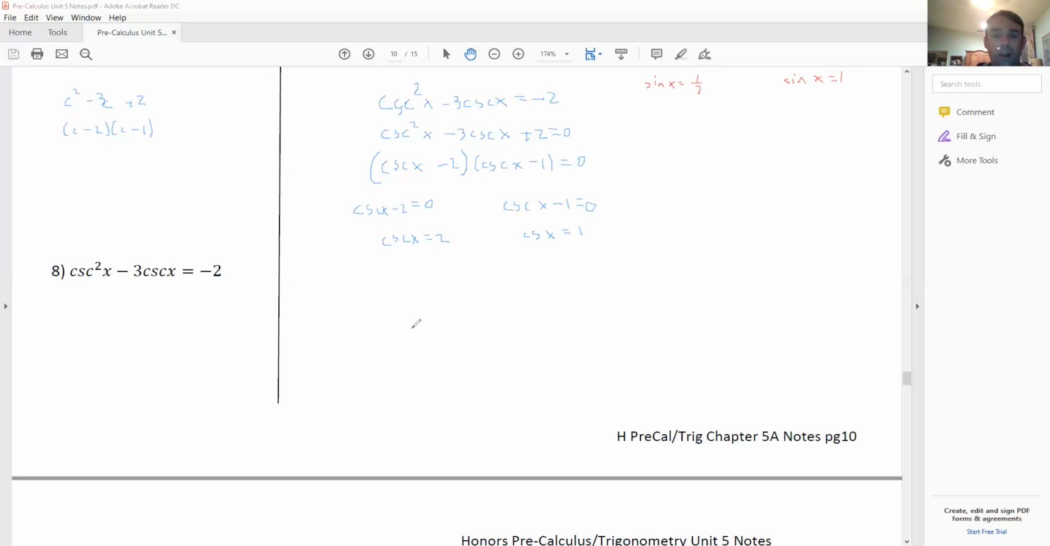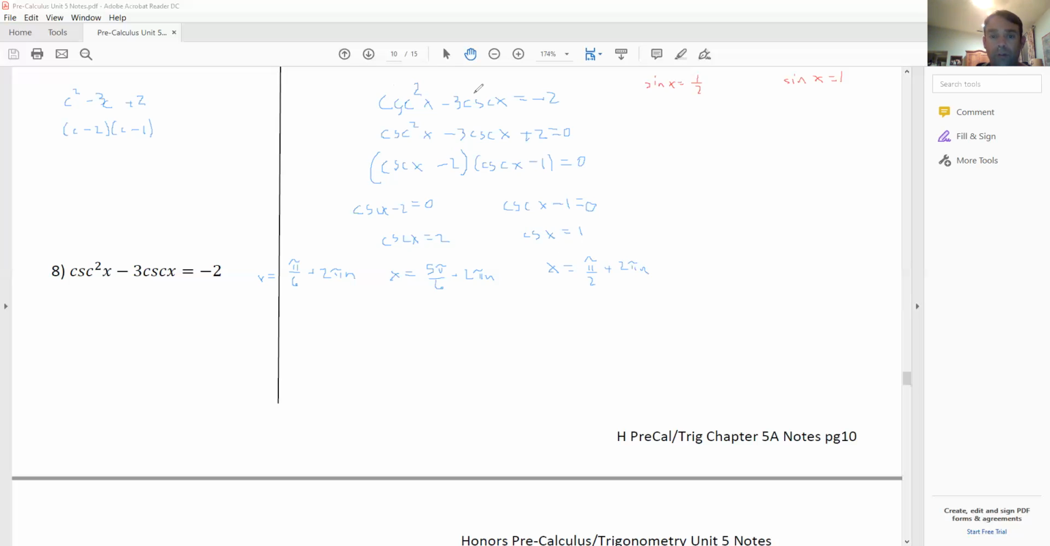So let's see here. Cosecant x equals 2. So that's going to be at pi over 6 plus 2 pi n. That's also going to be at 5 pi over 6 plus 2 pi n. And cosecant x equals 1, that's going to be at pi over 2 plus 2 pi n.